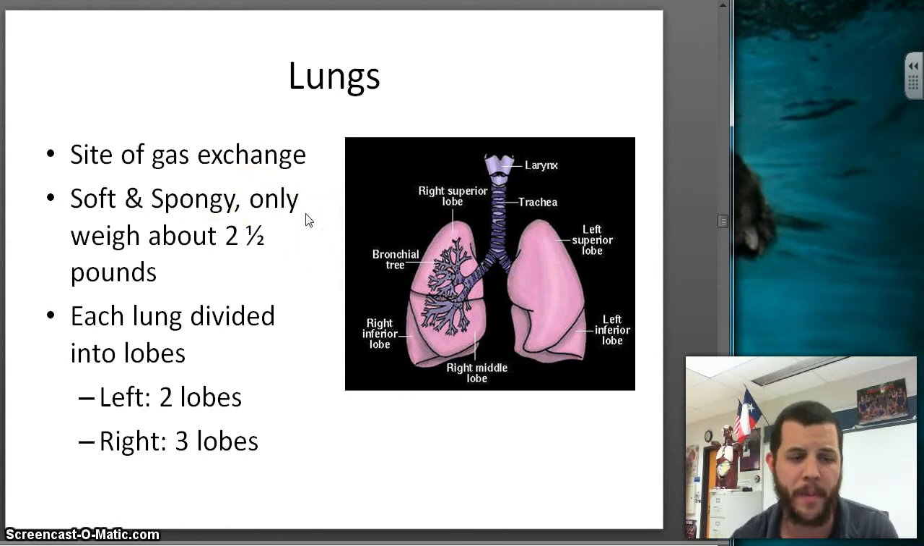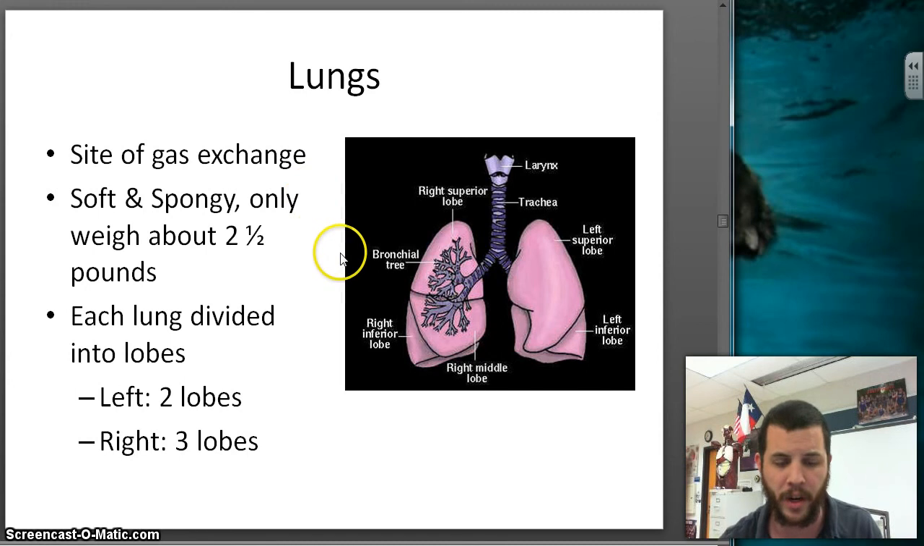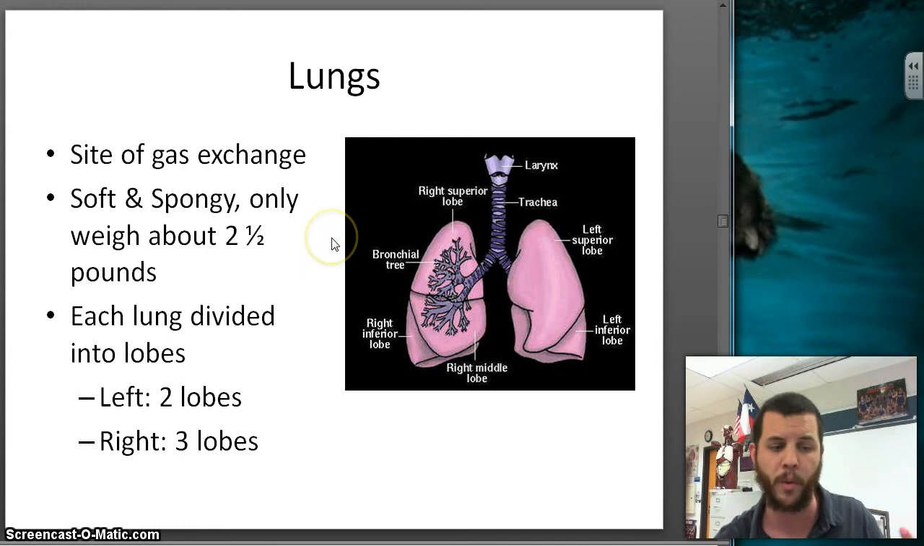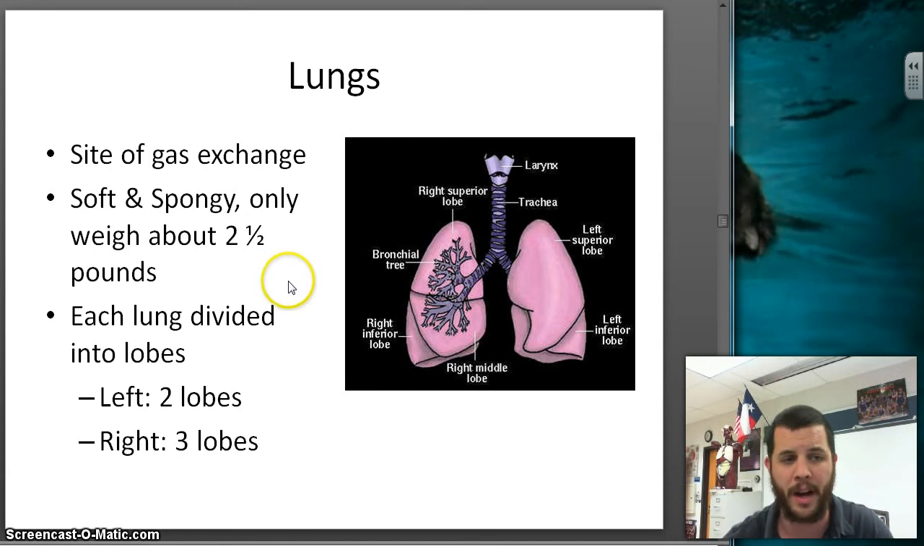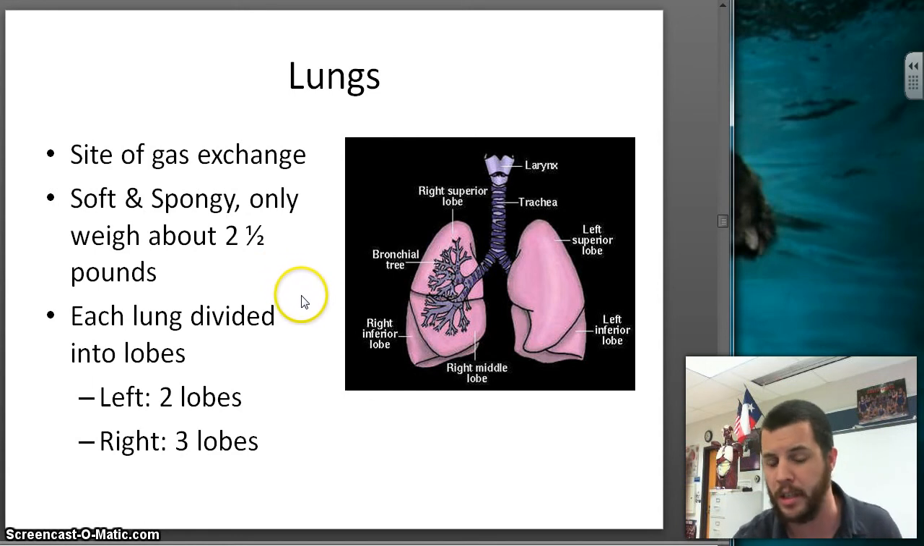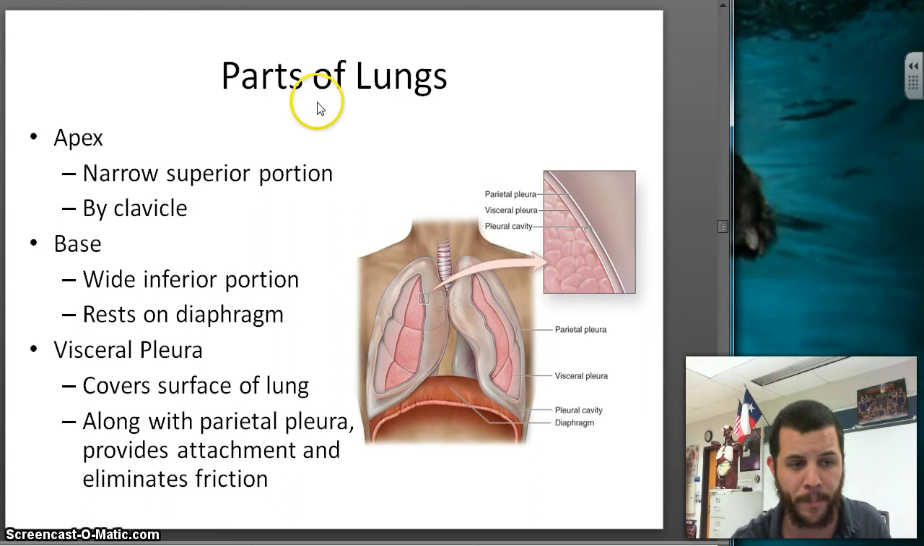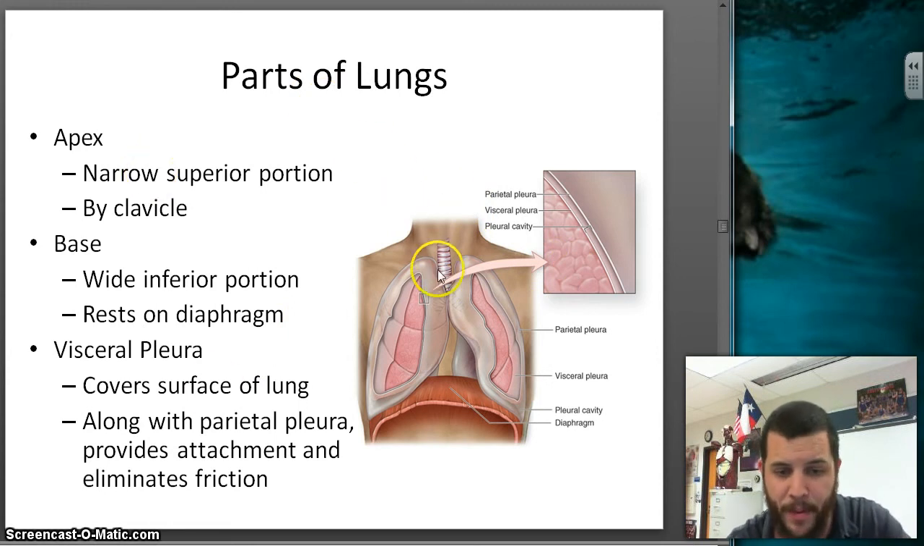Your lungs only weigh about 2.5 pounds. They're very soft and spongy. Your left lung has 2 lobes and your right has 3 lobes. This is due to what's called heart crowding. Your heart crowds the left side, and so that's going to cause your left lung to only have 2 lobes. You've got more room on the right side, so therefore that area is going to be broken down into 3 lobes.